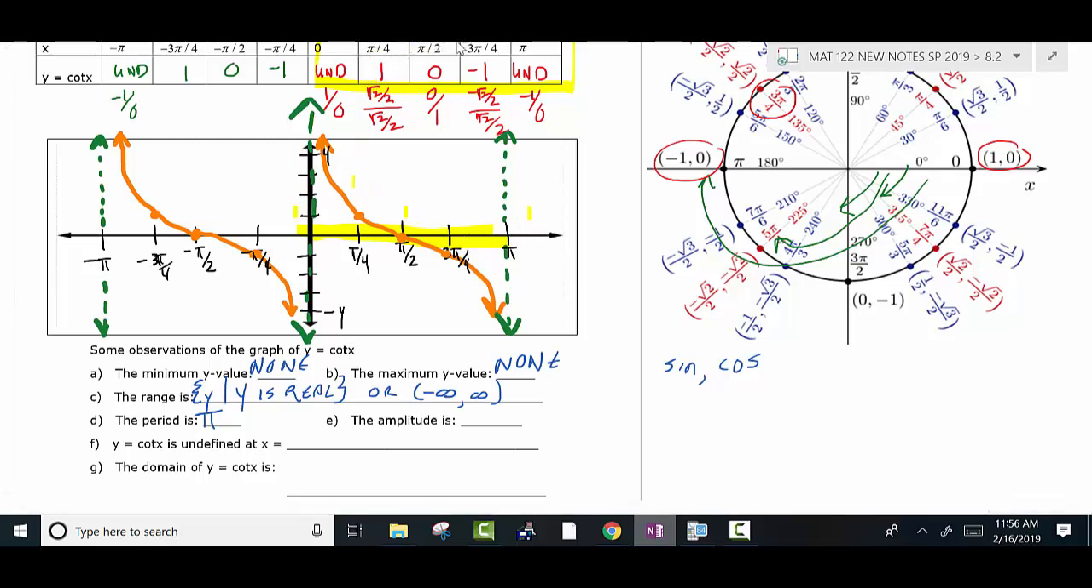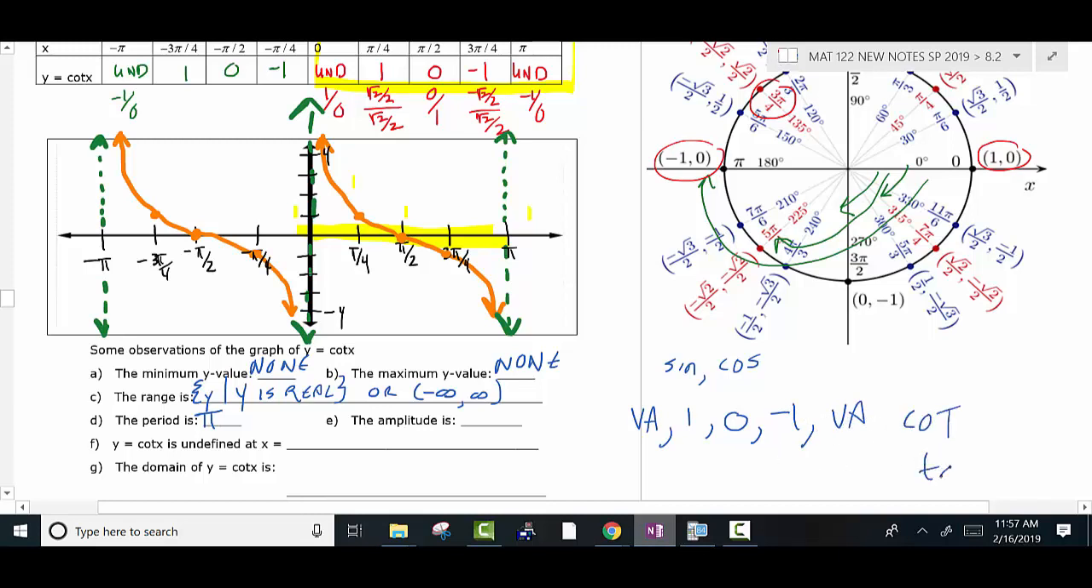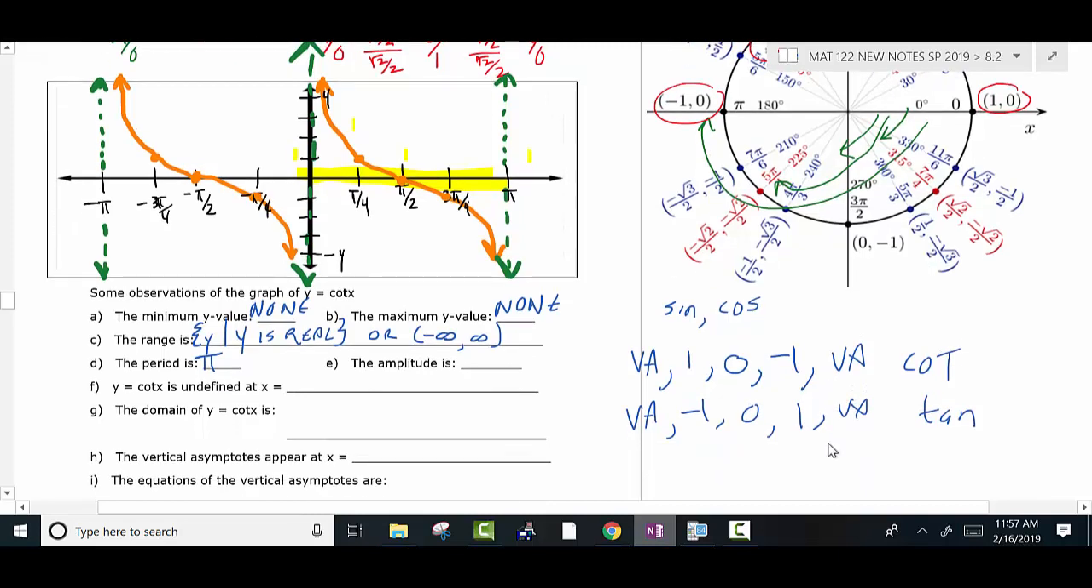And I'm talking about y values, so it's real helpful to think of it this way. Vertical asymptote, y value 1, y value 0, y value -1, vertical asymptote. That's how the cotangent goes. And then the tangent, you can think of as vertical asymptote, -1, 0, 1, vertical asymptote. That's kind of helpful to memorize when we start doing the graphs with transformations.